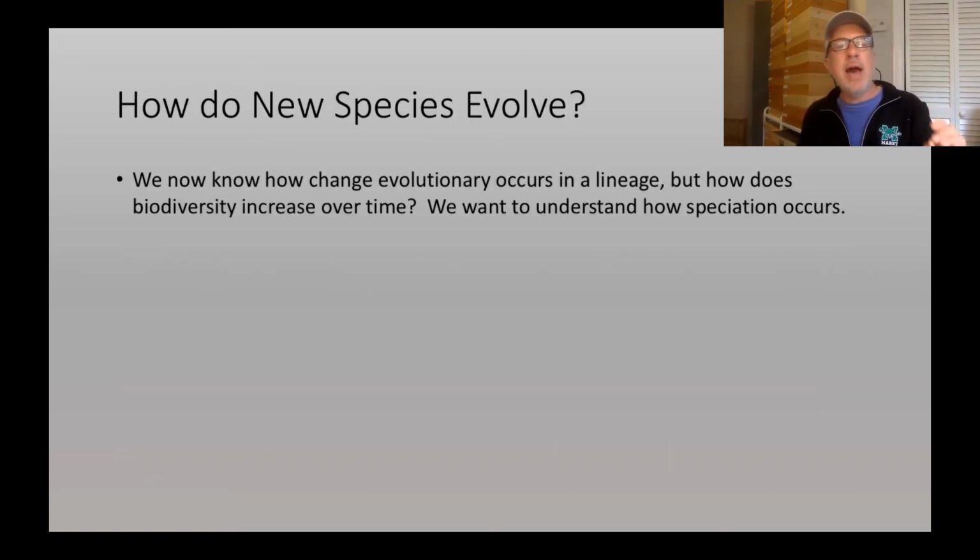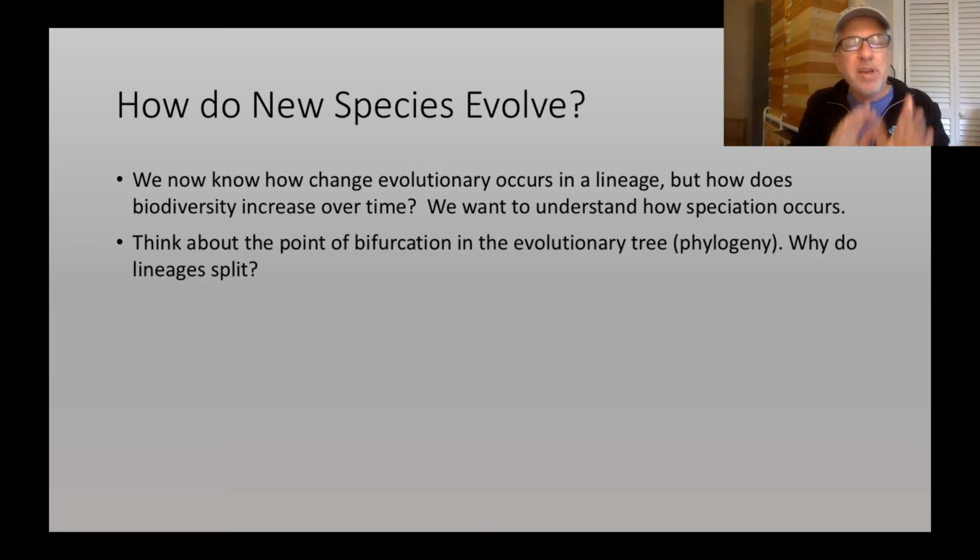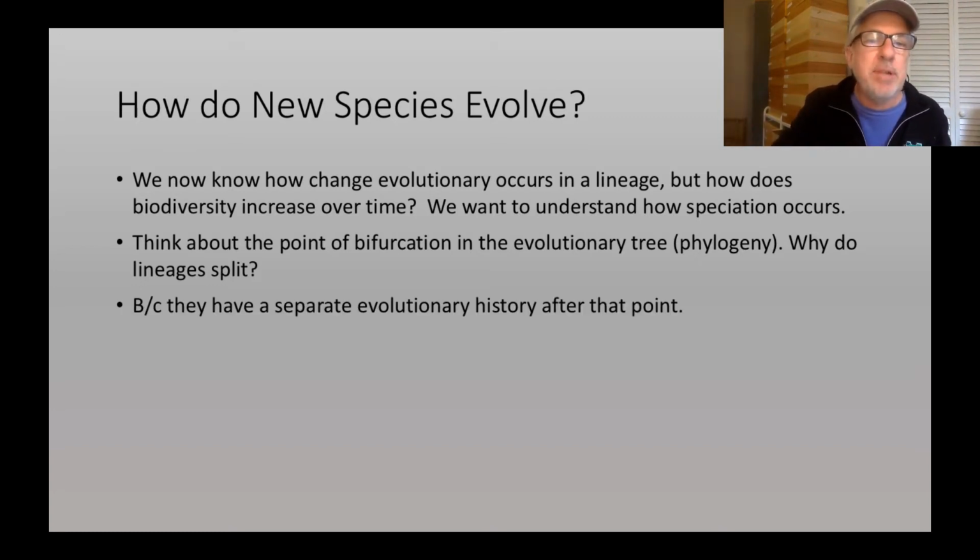So we now know how evolution changes a lineage. But how does biodiversity actually increase over time? You will remember that was the second thing we said that evolution must be able to explain. So we want to understand how new species occur, a phenomenon we call speciation. So think about the point of bifurcation in an evolutionary tree. Why do lineages split? Well, they split because they have a separate evolutionary history after that point.